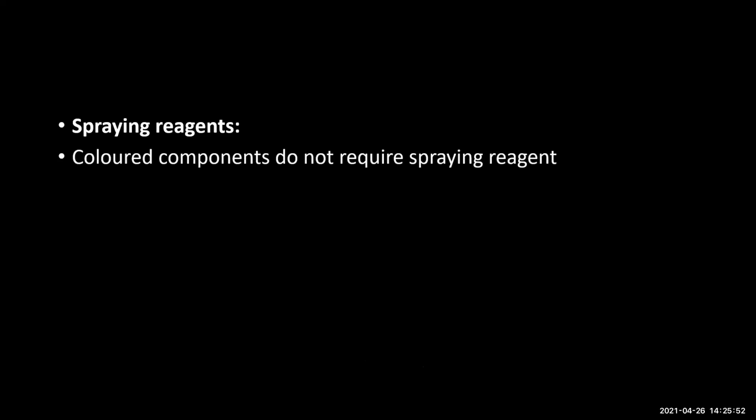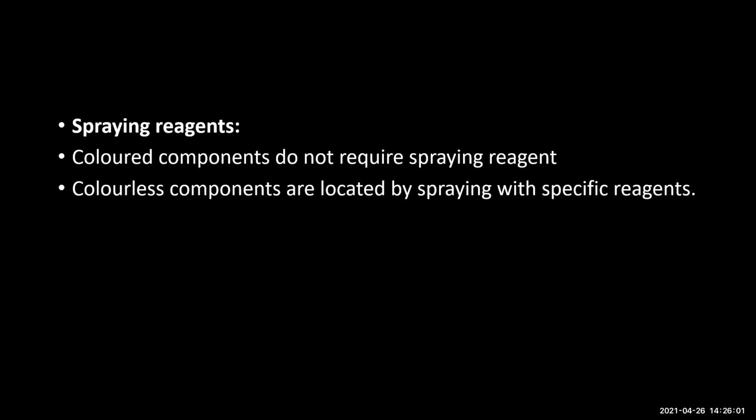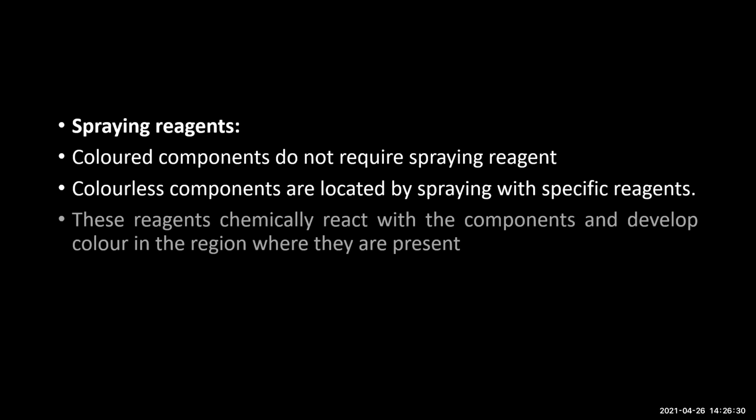Then we have spraying agents. Components that already have color may not require spraying agents. So what are spraying agents? These are specific reagents that are used to locate colorless components. When a separation happens, we need to identify and visualize it so that we can see if there is proper separation or not. So for this reason, we need to see it. A colored component is visible without adding any dye. If it is colorless, we require spraying agents so that it can be visualized.